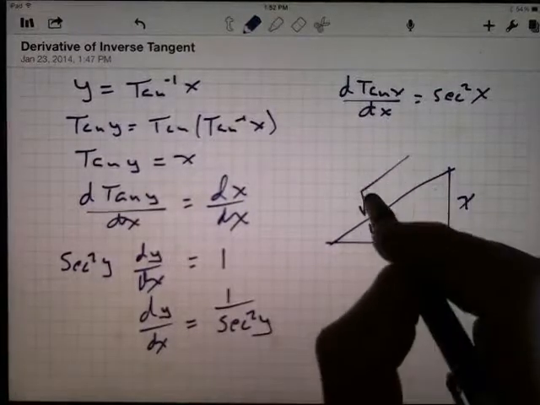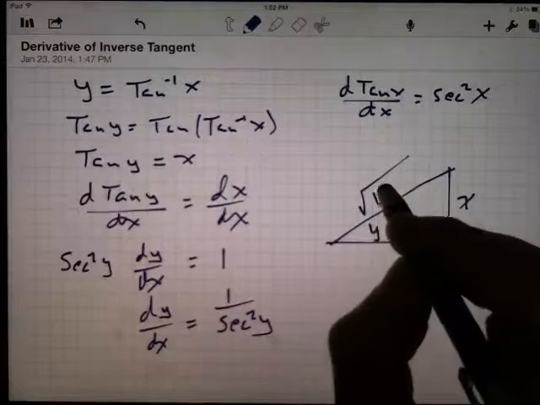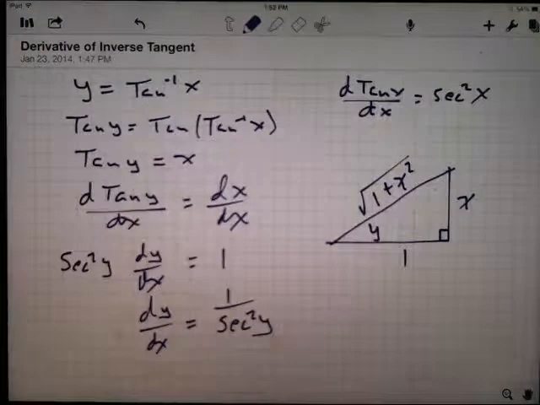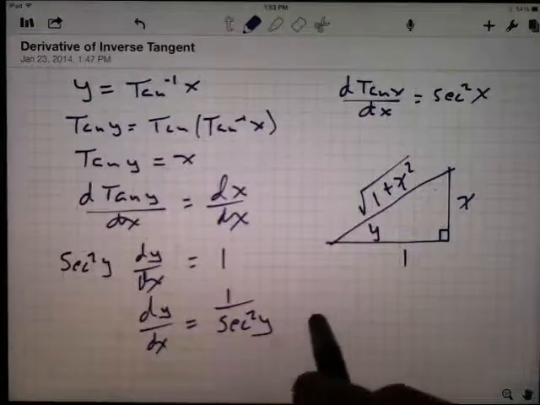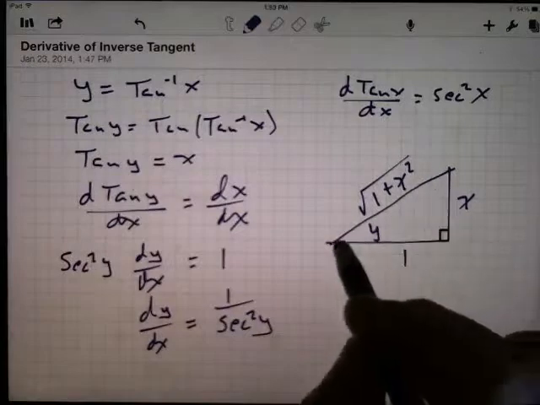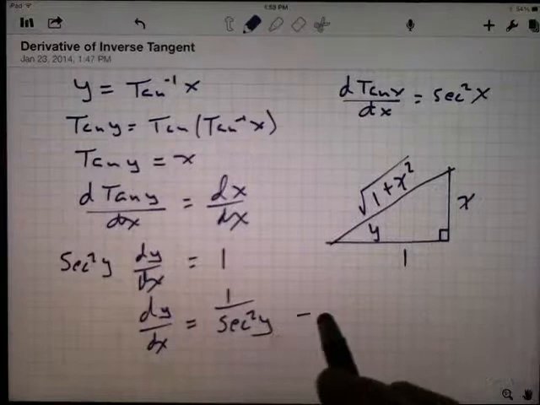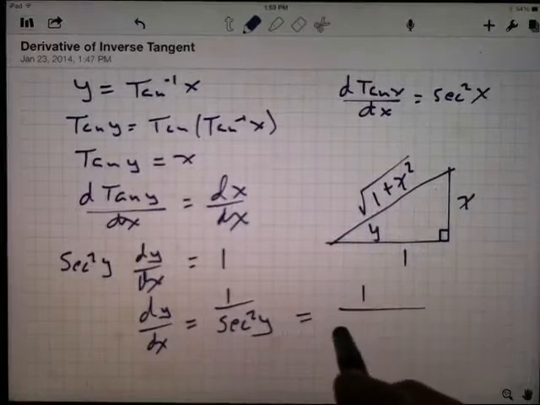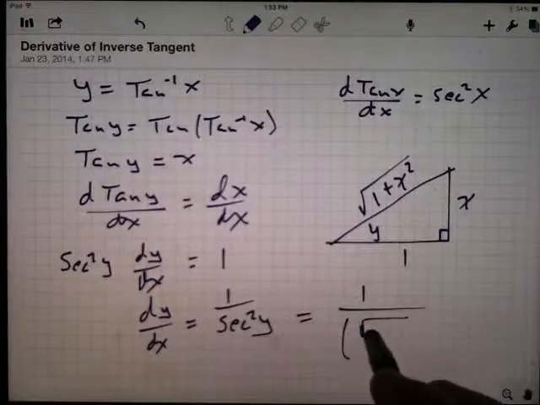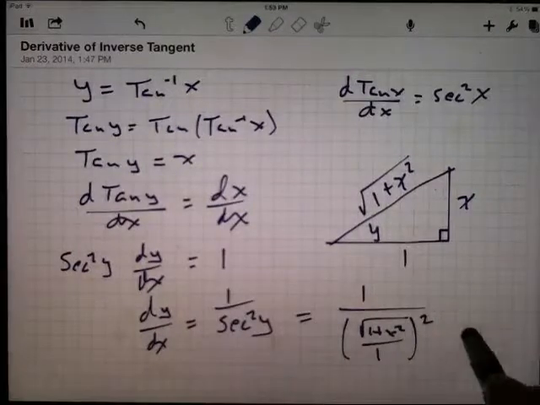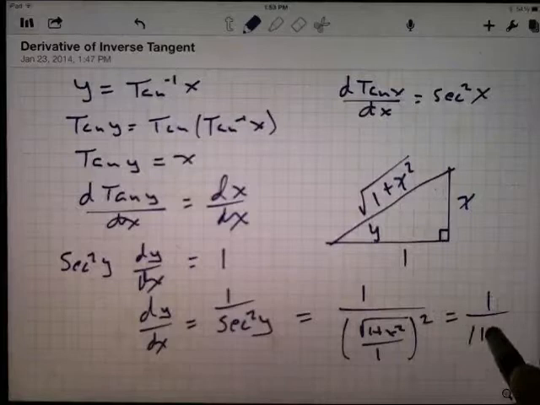So I've got the two short sides. I'm going to square them and add them up. 1 squared plus x squared is 1 plus x squared. Right? Take the square root. And so now I can see what the secant squared of y is. The secant of y is the hypotenuse over the adjacent side. The secant is the square root of 1 plus x squared over 1, and I want the secant squared. Well, that's just 1 over 1 plus x squared.